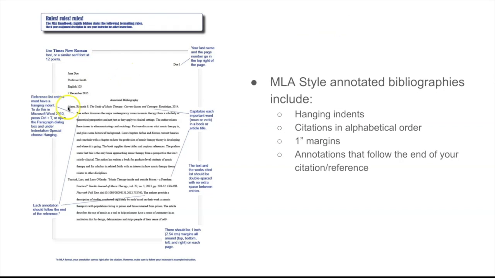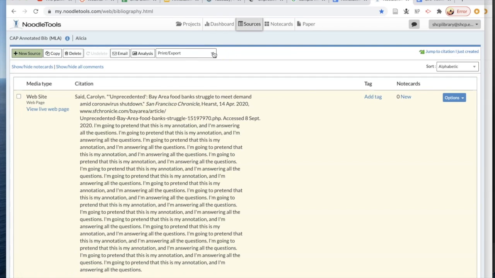Annotated bibliographies also come with certain citation formats. They need this hanging indent here. Your citations should also be in alphabetical order. You need 1-inch margins, but that hanging indent would be 1.5 inches. And the annotations follow your citation. There's no additional space between citations or annotations. Of course, the easy way to do this formatting, and the reason we have you use NoodleTools and a citation generator, is so that you don't have to worry about that.